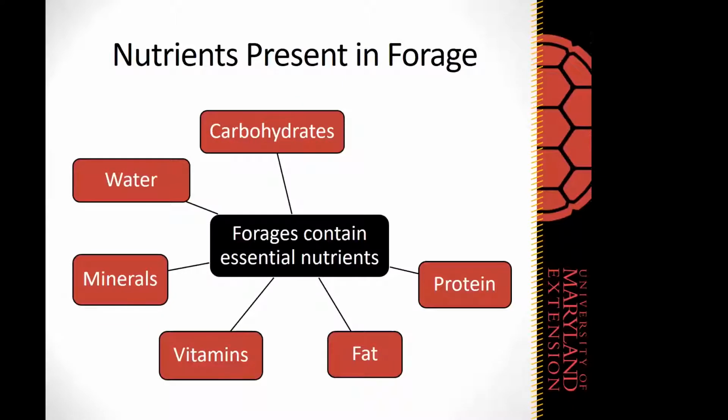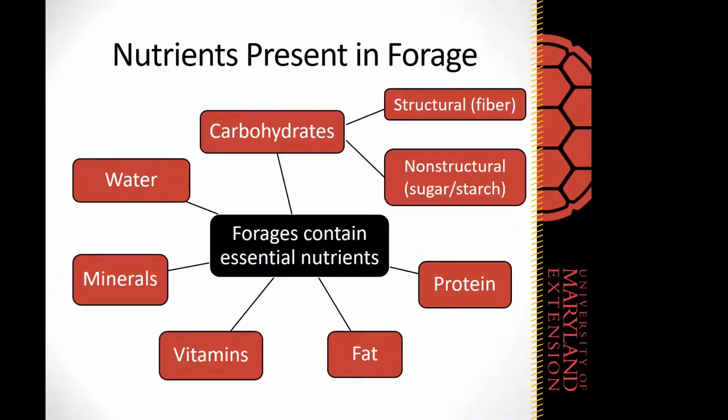So forages actually contain all 6 of the major nutrients that livestock require. So carbohydrates, protein, fat, vitamins, minerals, and water are all present in forages. And we're going to talk about the percentages of each of those as we go along. And also the fact that carbohydrates can be further broken down into structural or fibrous components and non-structural, which is like our sugars and starches.